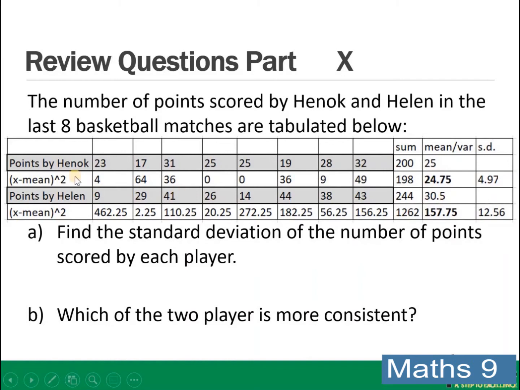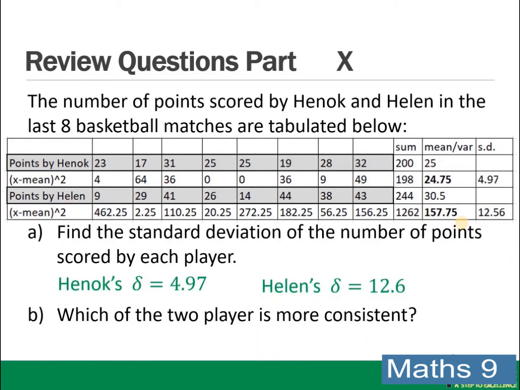Now that we've got these means, we can find the squared differences between the data points and the means, which is in this row here, and add all of these up to get 198, and divide by 8 to get a variance of 24.75, and the same for Helen here, a variance of 157.75. The standard deviation is equal to the square root of the variance. So Henrik's standard deviation is 4.97 and Helen's standard deviation is 12.6.